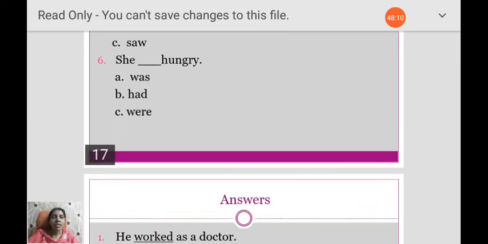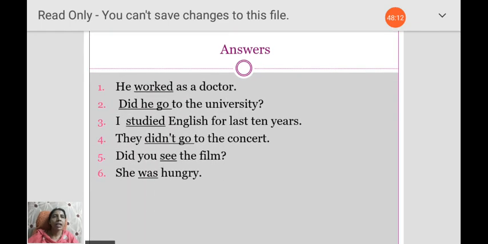So look at the answers here. I have given them here like answers. If there is a problem with pronunciation, you can note it there. These are the answers for you.